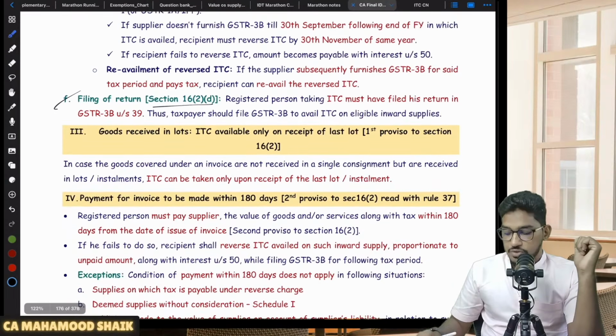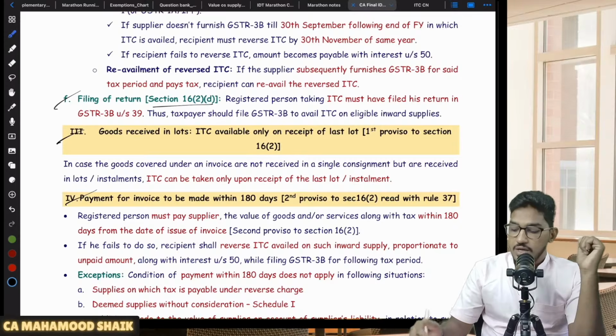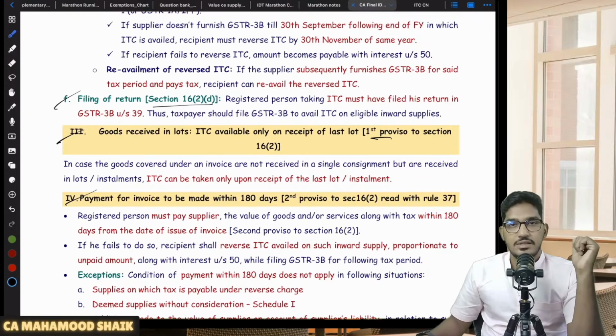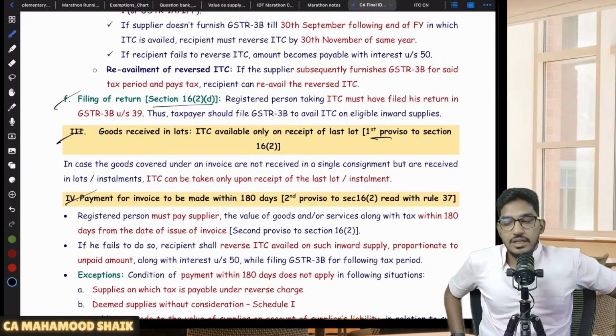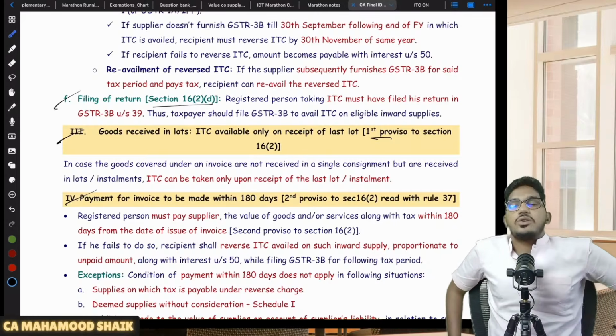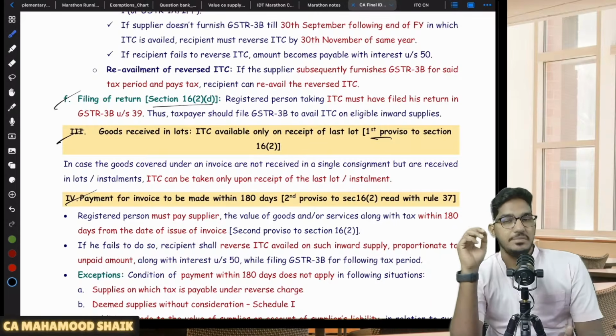Next, there are some provisos to section 16 subsection 2. Two provisos we have. The first proviso to 16 subsection 2 says that in case you are receiving the goods in lots or installments, when can I claim the ITC?